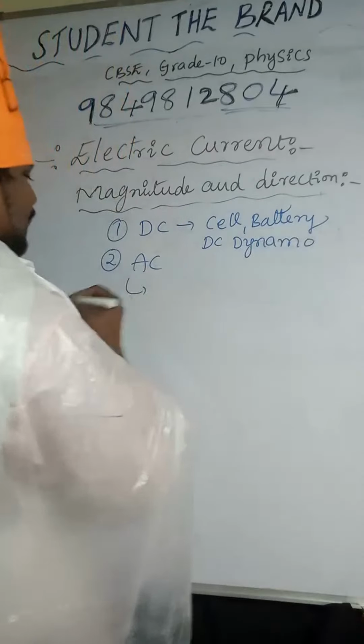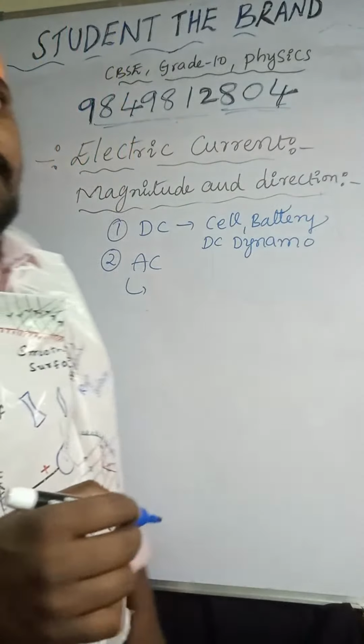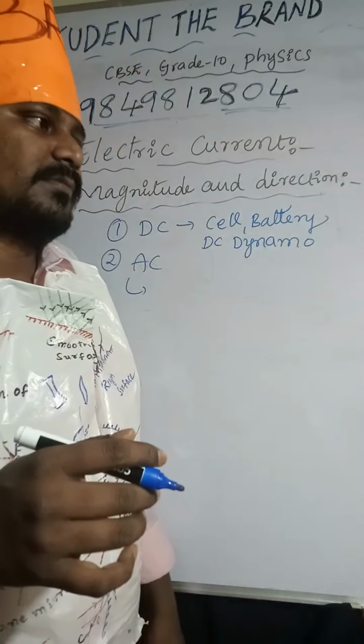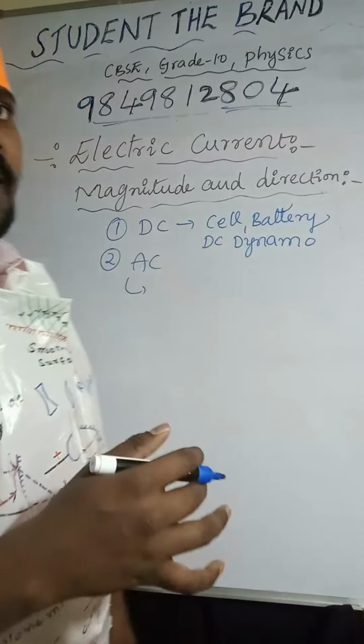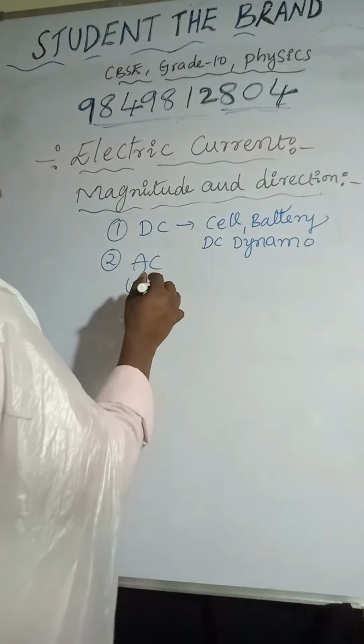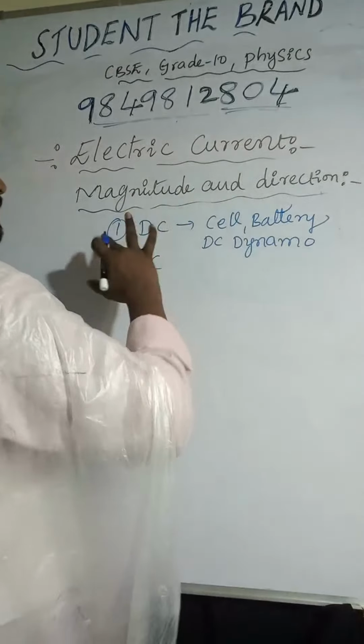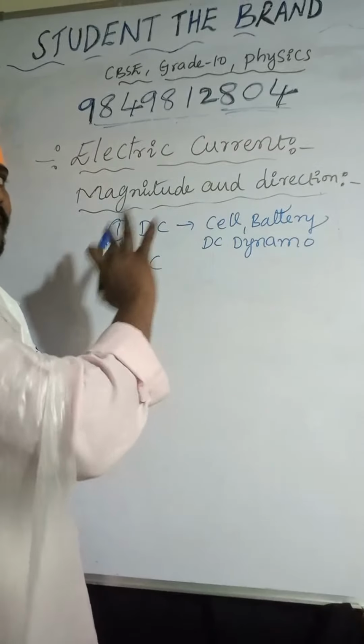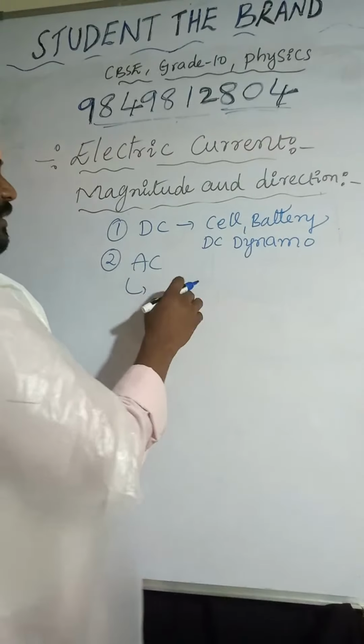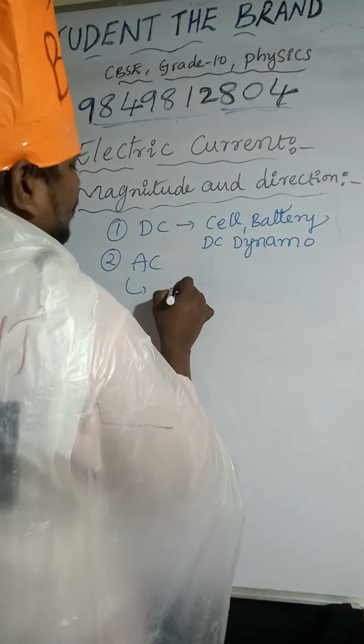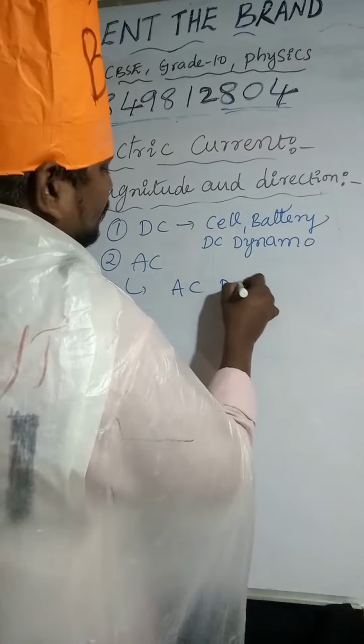Coming to alternating current, both magnitude and direction change. That is nothing but AC, for example the AC dynamo.